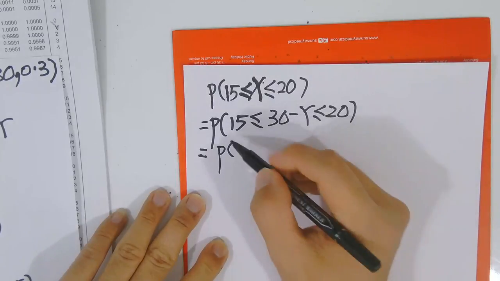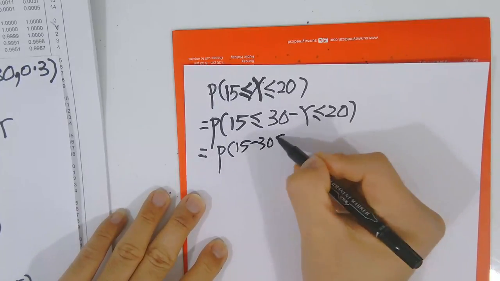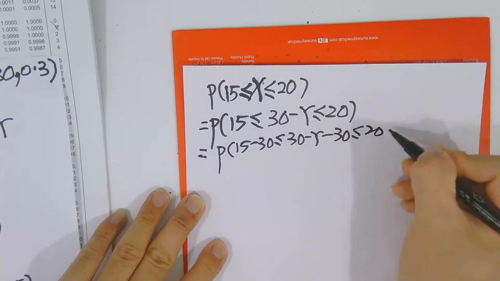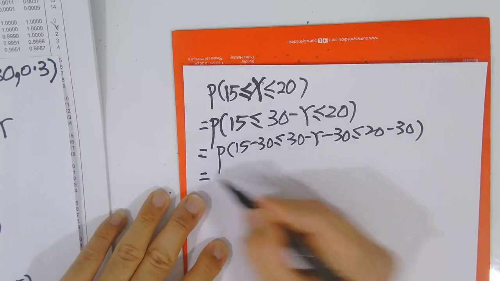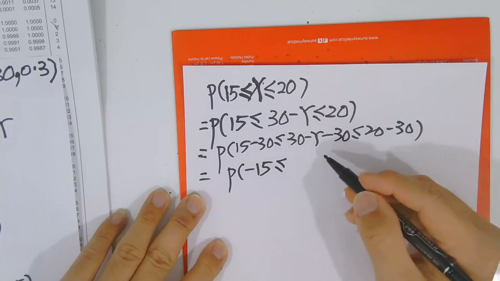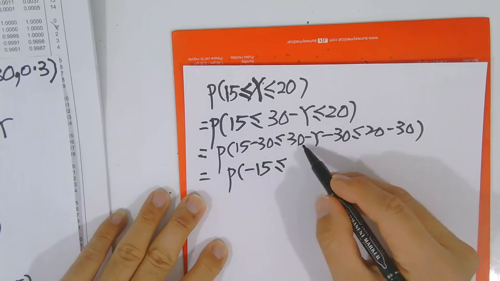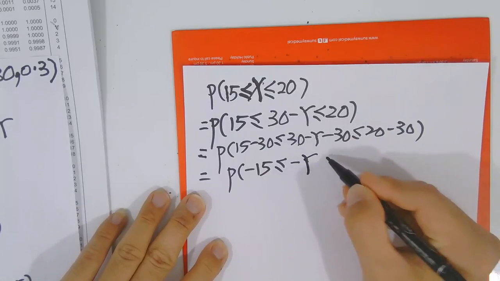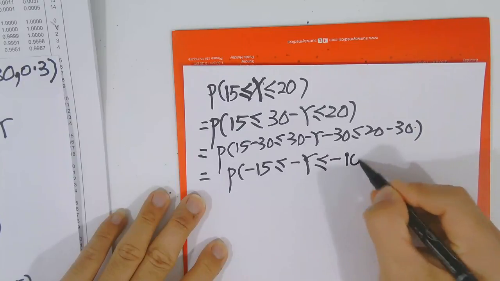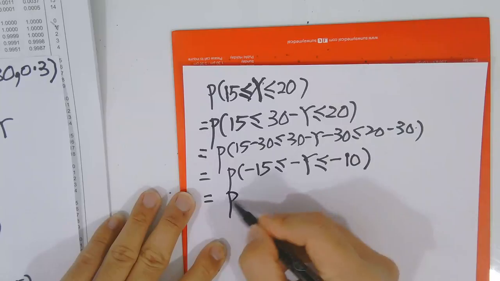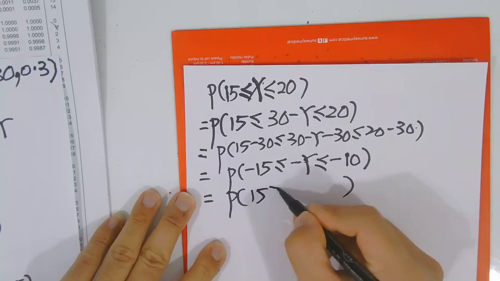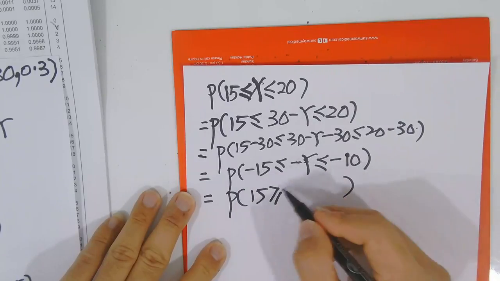Subtract 30 from everything. So 15 minus 30, 30 minus y minus 30, 20 minus 30. My purpose here is to eliminate the 30. So it will become negative 15. 30 minus 30 gives 0, then you have negative y. 20 minus 30 gives negative 10. If you multiply everything by a negative with an inequality, you should change the sign, so negative y multiplied by negative.